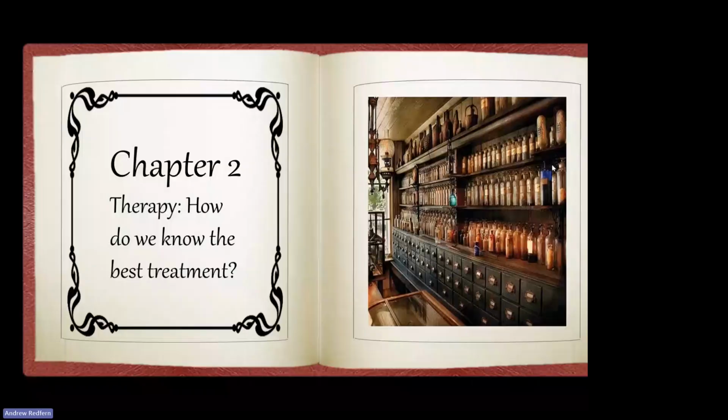Okay, so therapy: how do we know what the best treatment is? This apothecary shelf shows our breast cancer armamentarium is getting to be a bit like this, and we're almost spoilt for choice. And it's not how do we find new treatments, so much as how do we choose between the ones we've got initially also.